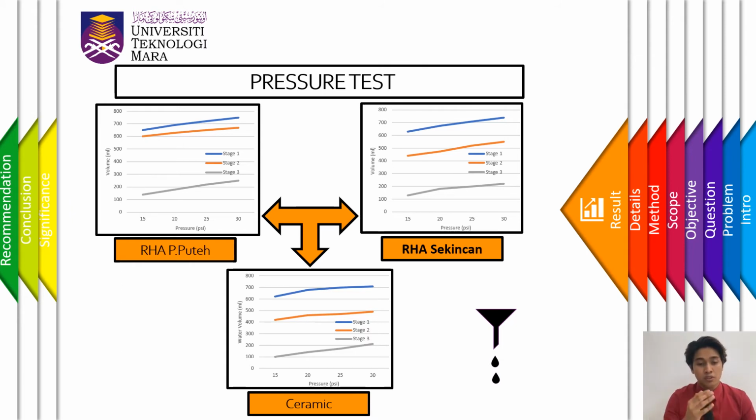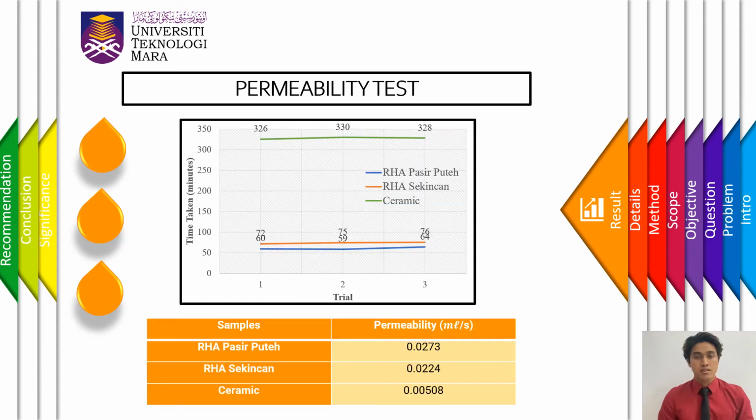And as you can see, ceramic achieves the lowest volume of water in the filter casing. This is maybe due to the different porosity sizes. Okay, this is the permeability test results.